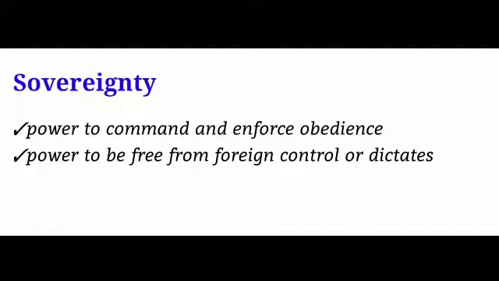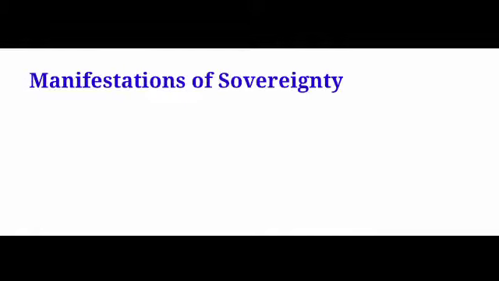What are the important things to remember about sovereignty as an element of the state? Sovereignty refers to the supreme power of the state to command and enforce obedience to its will from the people within its jurisdiction and to have freedom from foreign control or dictates. Sovereignty has two manifestations, namely internal sovereignty and external sovereignty.